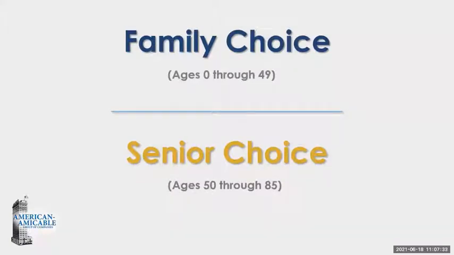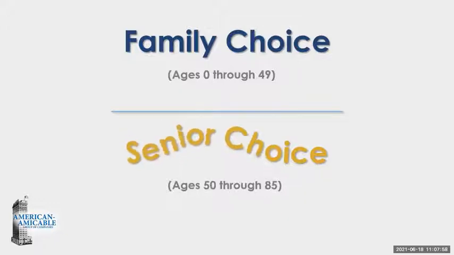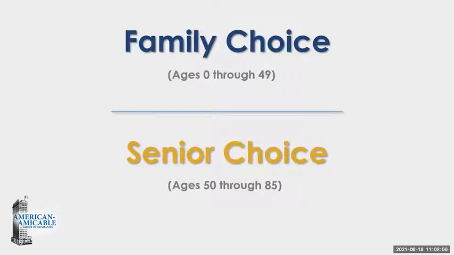So in the past, American Amicable, their final expense, it's their whole life product. They have two separate pieces of it. One is for younger ages, you can see 0 through 49, and one is for older ages. I say older ages, I'm in that category, just older than the family choice plan, but it's the senior choice. And that's the one that we'll be using for the final expense plans.